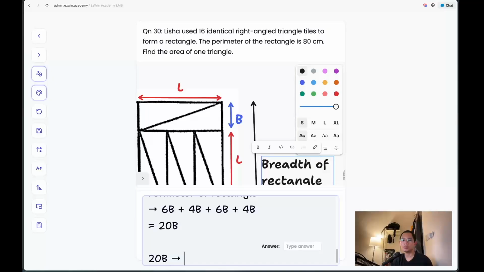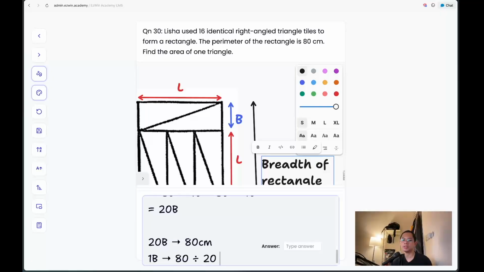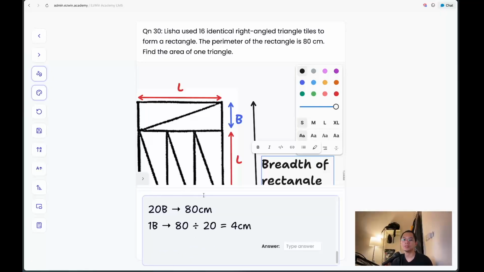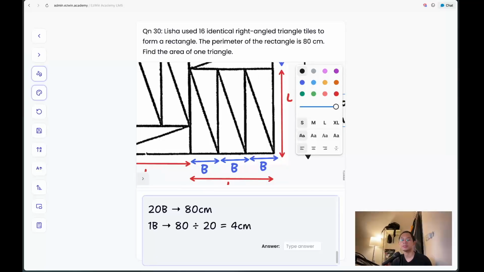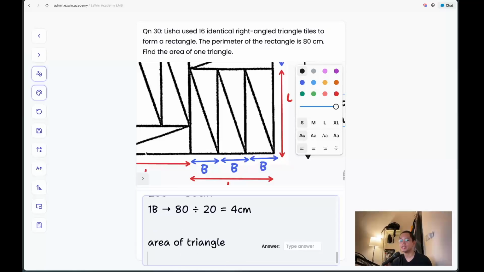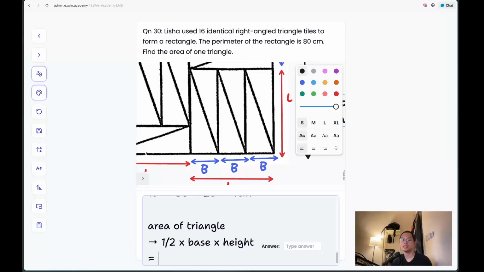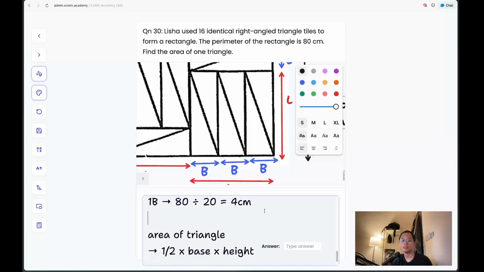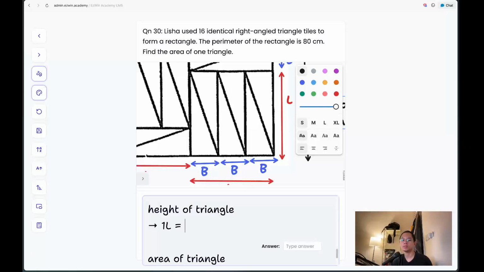20B is equal to 80 centimeters. 1B is equal to 80 divided by 20. This will give us 4 centimeters. So the area of a triangle is half times base times height. The base over here can be either 1B or 1L, right? So the height of the triangle, 1L, is equal to 3B, which is 3 times 4, equal to 12.